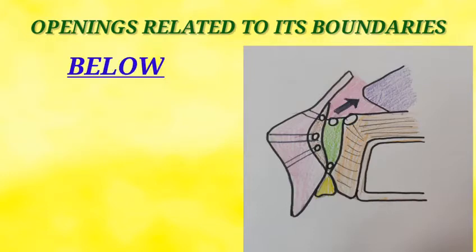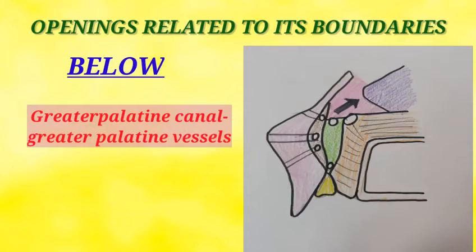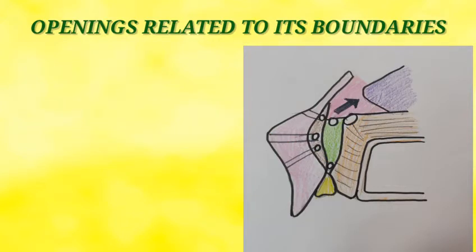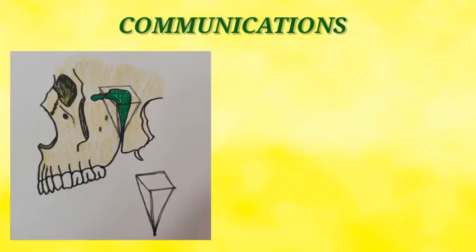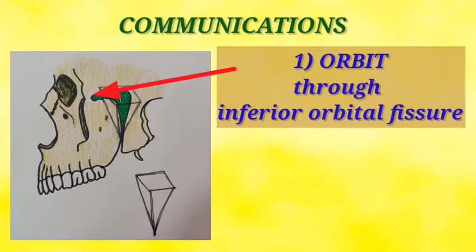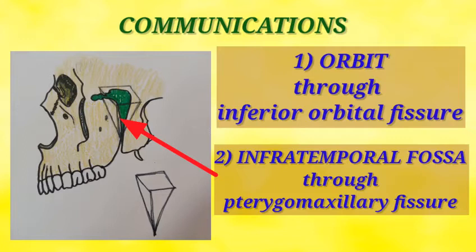Below, in the apex, the anterior and the posterior walls meet. The apex contains a foramen called greater palatine canal, which traverses the greater and lesser palatine vessels and nerves that enter into the palate to supply the hard palate, soft palate, and the palatine tonsil. There are 2 communications for the pterygopalatine fossa. One is through the inferior orbital fissure. It communicates with the orbit, which happens in its superolateral part, and the other with the infratemporal fossa through the pterygomaxillary fissure in its lateral part.